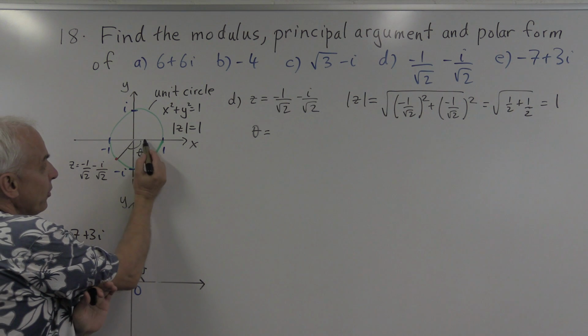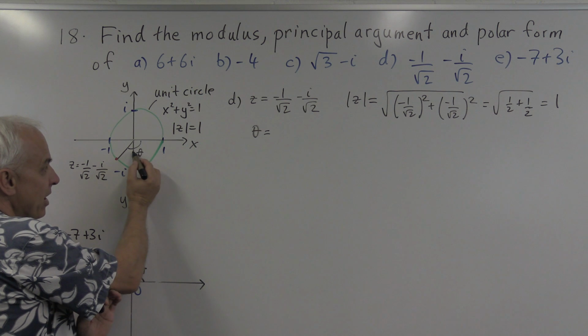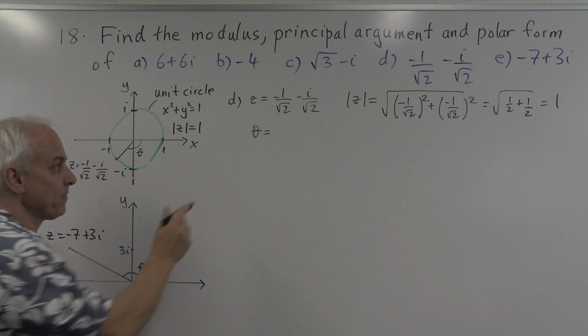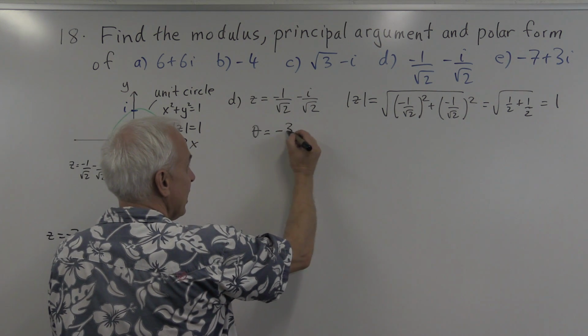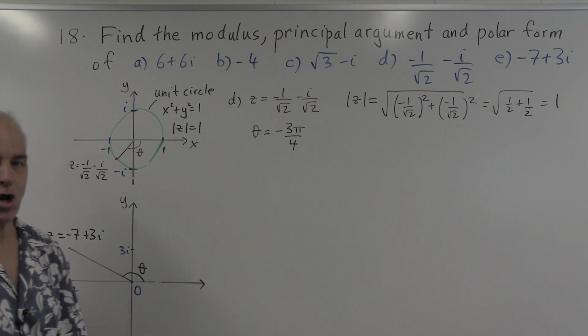Okay, so we're going 90 degrees plus another 45. So it's 3 pi by 4 in the negative direction. Okay, so it's minus 3 pi on 4. That's the argument.